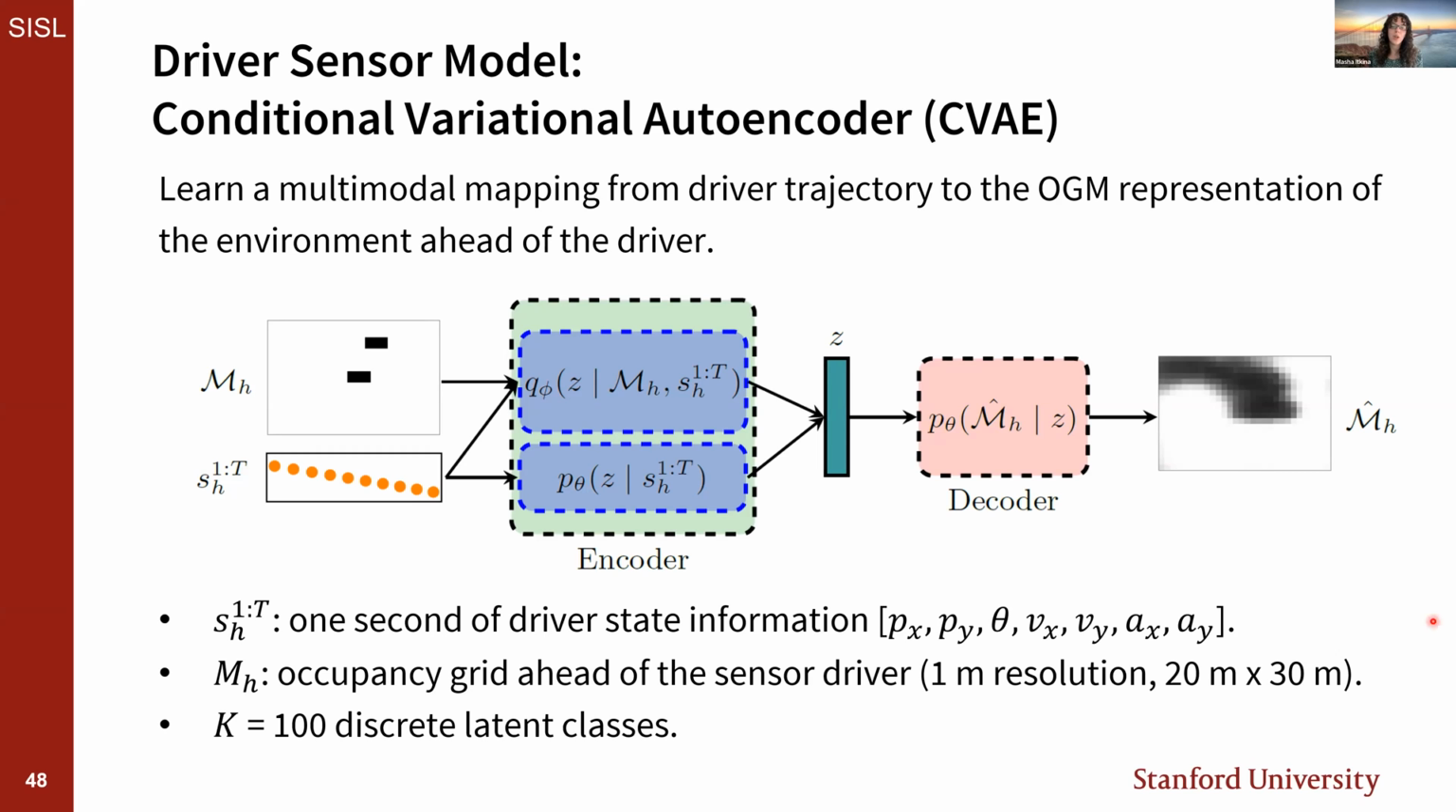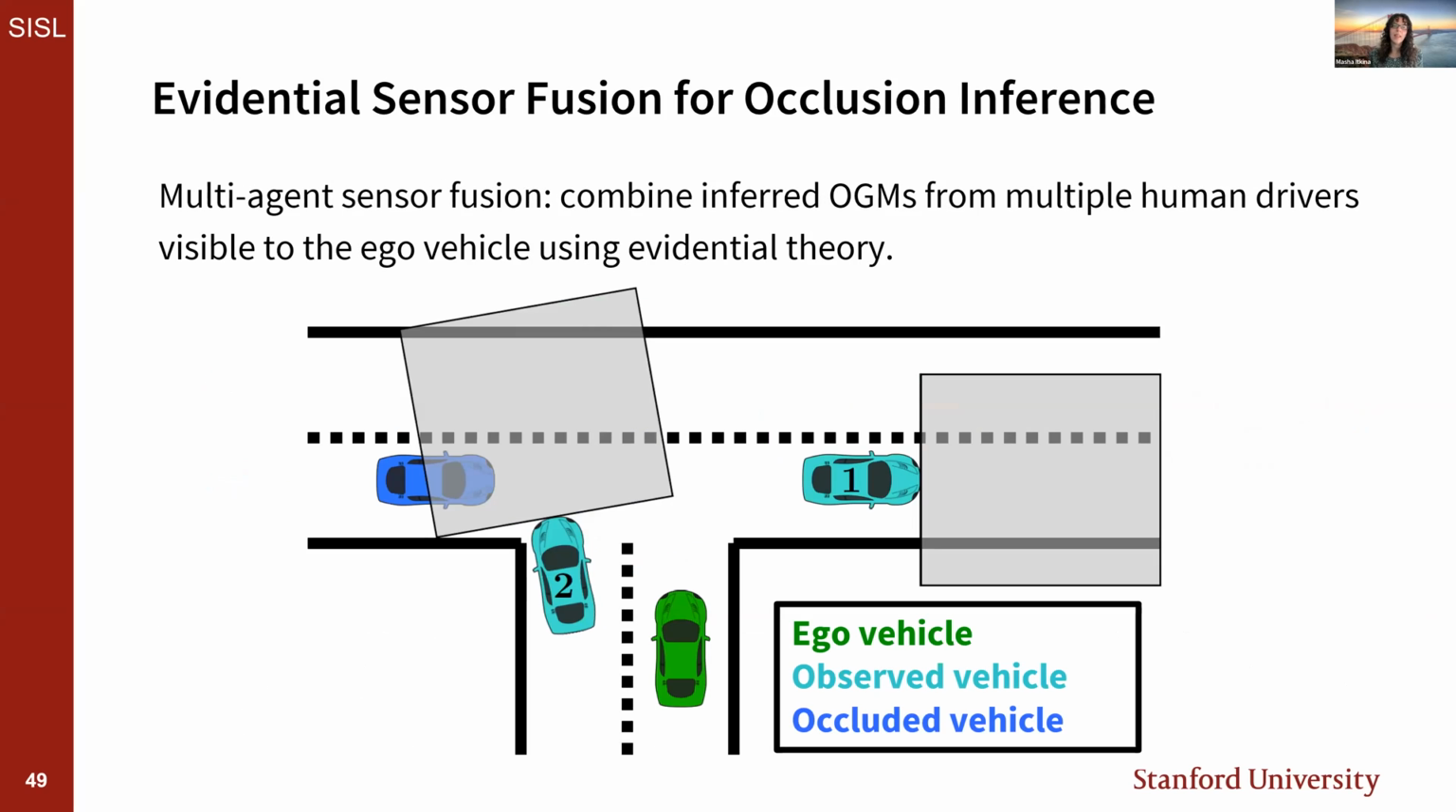During inference, only the observed trajectory SH is encoded into the latent space. The discrete latent space models the multimodality in the distribution using the learned prior P of Z given SH. Then these spatial inferences for multiple observed drivers can be fused together into the ego vehicle's OGM using evidential theory, as we discussed in our spatiotemporal prediction contributions.